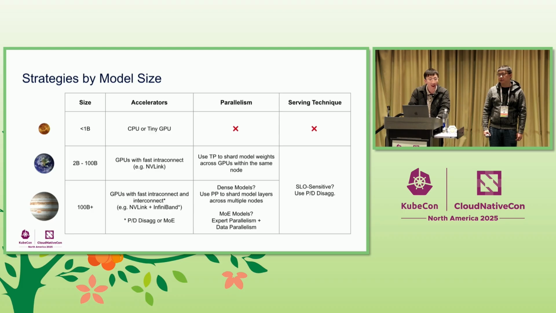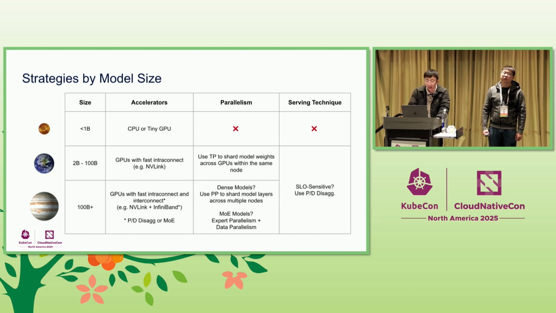For serving the most common large language models in production environments, let's say models with 2 billion to 100 billion parameters, you'll likely be on a single beefy node with multiple GPUs connected by NVLink, for example. The main strategy here is going to be tensor parallelism to shard your models within the node. And you can also consider quantizing larger models to trade model accuracy for a lower GPU memory footprint. And of course, if your application is SLO sensitive, please use prefill-decode disaggregation, which we just discussed.